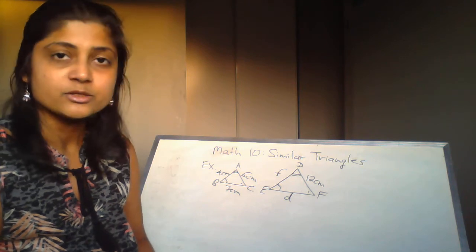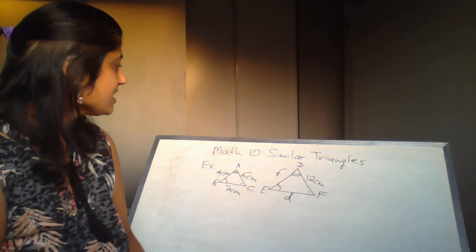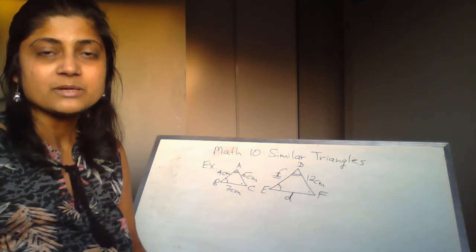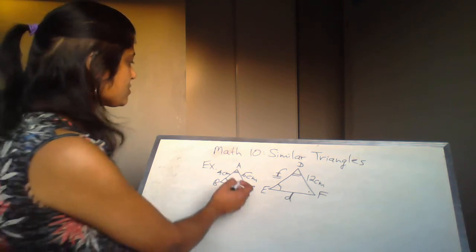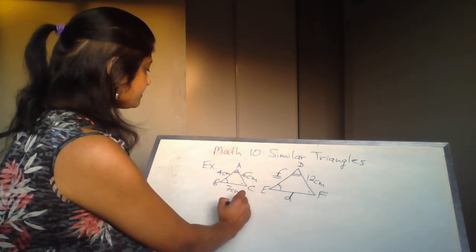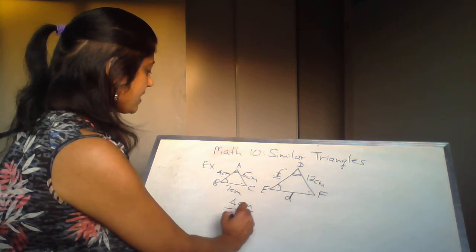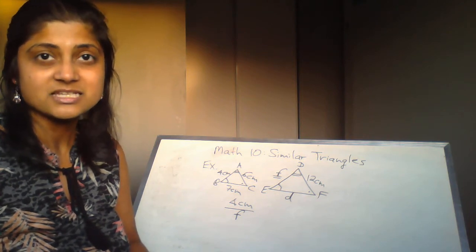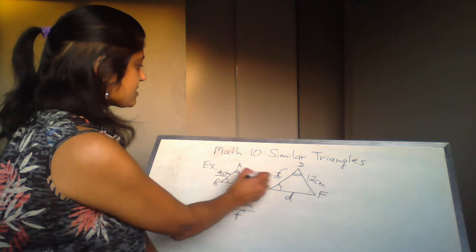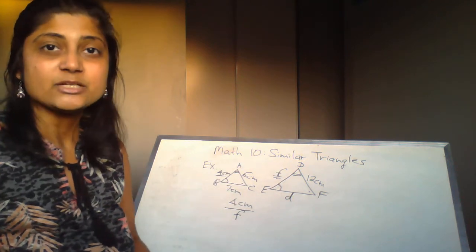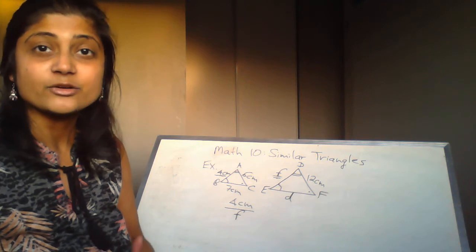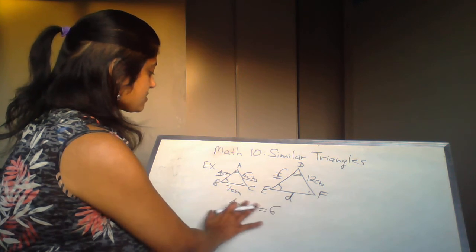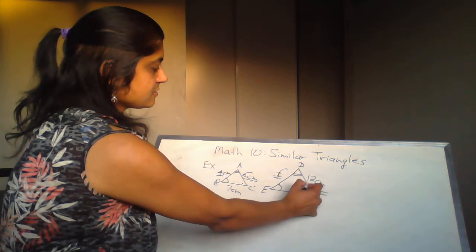We are looking for the side lengths here, so we're going to write the ratio of the sides. Let's try looking for F. I want to make sure I'm comparing the two sides of the triangle, so I'm going to do 4 centimeters over F. It has to be the exact same two sides. You have to compare it to the two sides that are given for each of the triangles. I'm going to make that equal to 6 over 12. We don't need to put centimeters here.